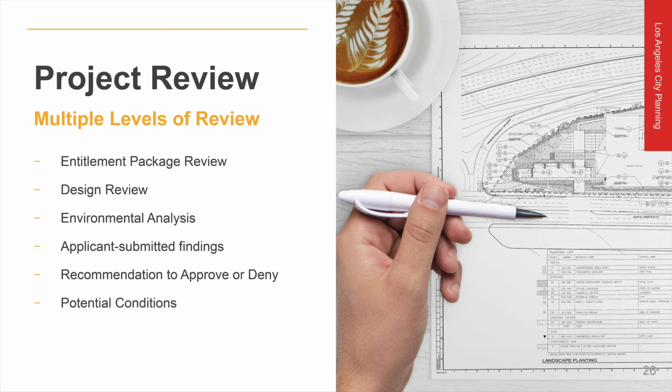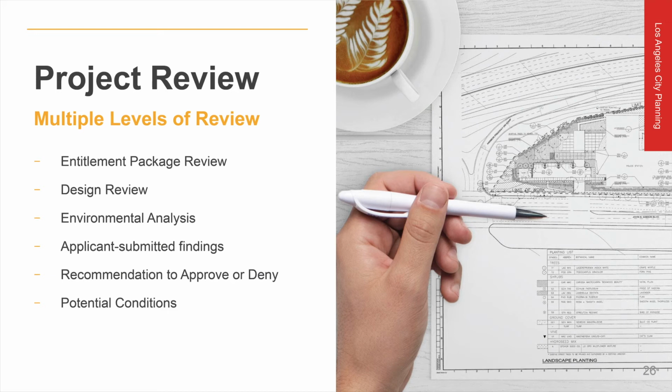Project review. No matter which division or section is reviewing your project, each project application goes through several steps of review. Planners conduct a detailed analysis by reviewing the project description to make sure that all of the appropriate entitlements have been filed for. This involves reviewing the use, height, density, FAR, setbacks, parking, and design of a project to verify which approvals are required.